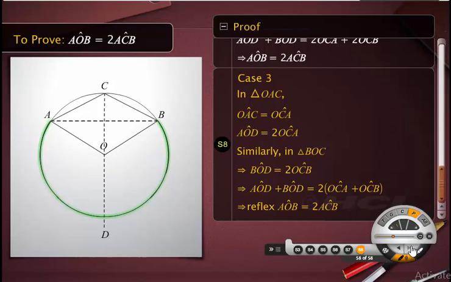We can use the same proof to prove that the sum of angles AOD and BOD is equal to twice the sum of angles OCA and OCB. Here, angles AOD and BOD form reflex angle AOB, and hence reflex angle AOB is twice angle ACB.